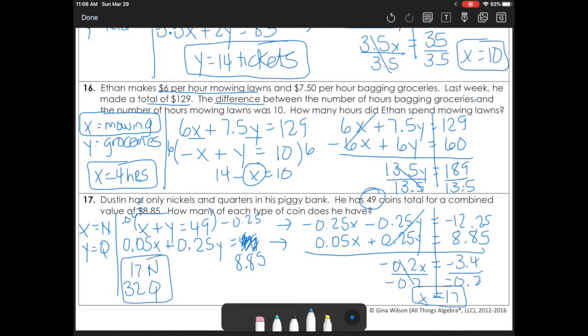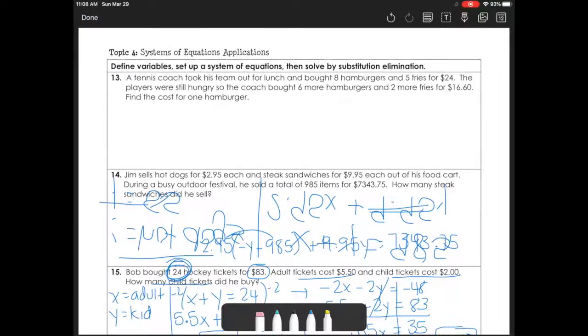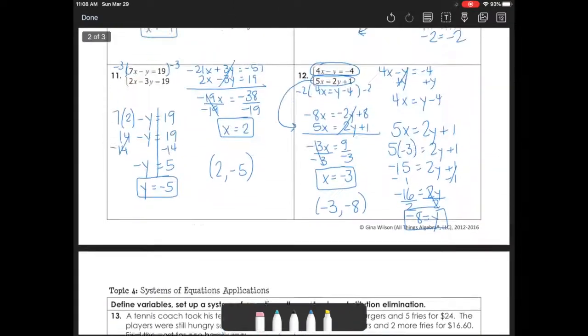Doing the study guide is making me remember how difficult this was for everybody when we were doing it. But it's okay. You just have to keep practicing it.